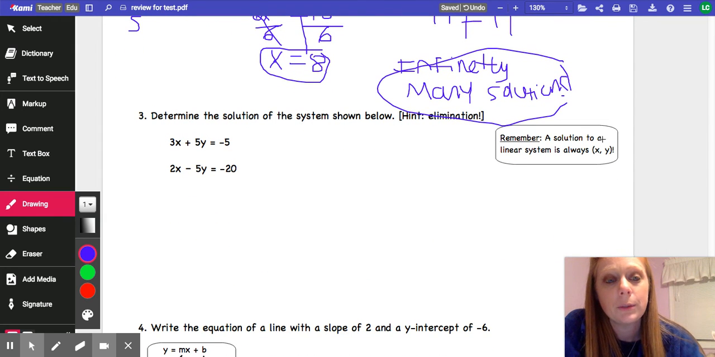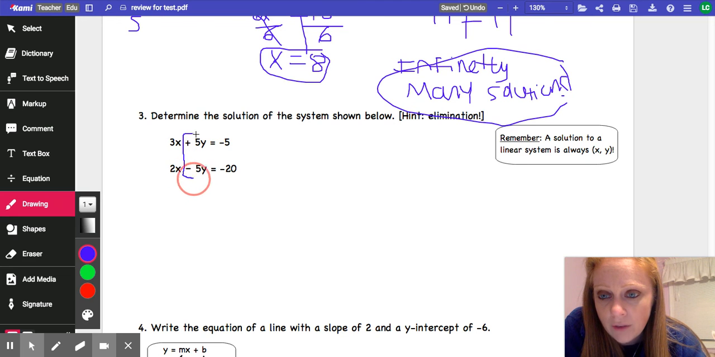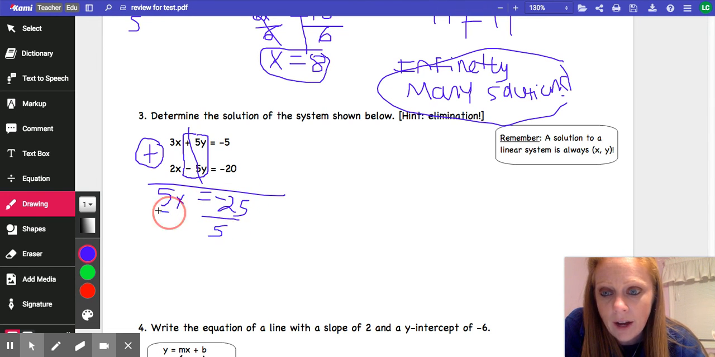Number 3, we're using elimination to solve the system. I notice right here my plus 5y and my minus 5y are going to cancel or eliminate when I add these two equations together. 3x plus 2x is 5x. -5 plus -20 is -25. Divide both sides by 5. And we're going to get x equals -5.